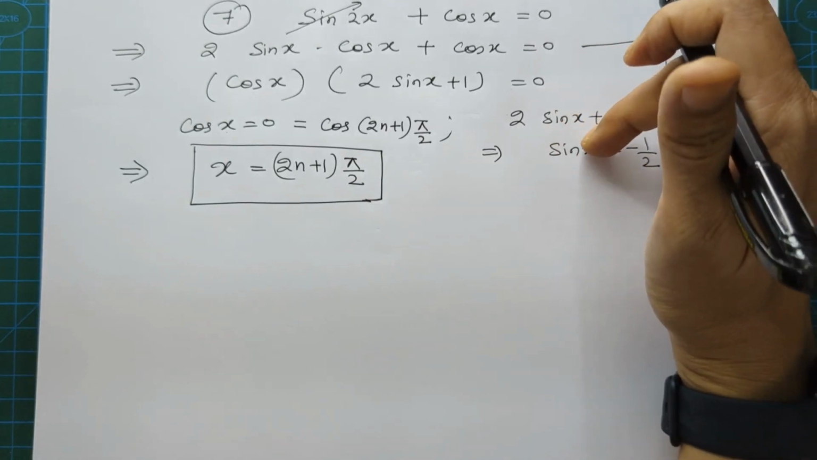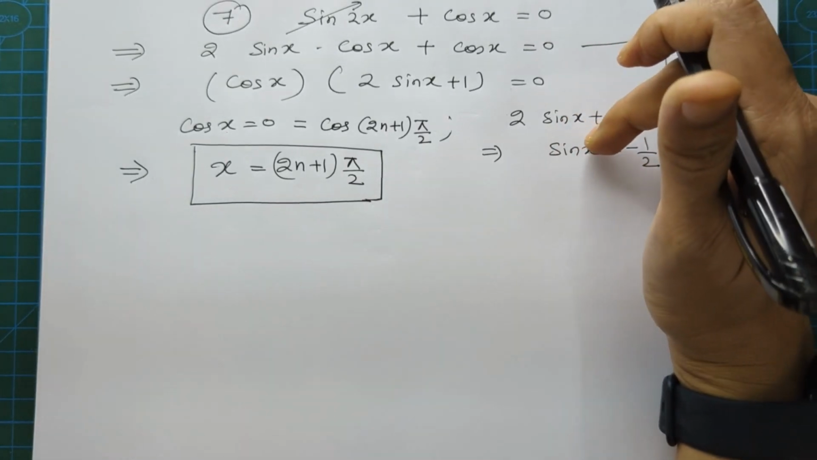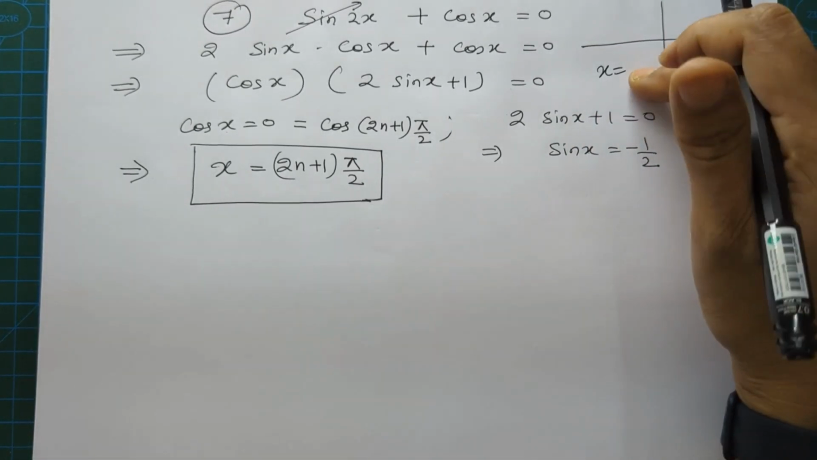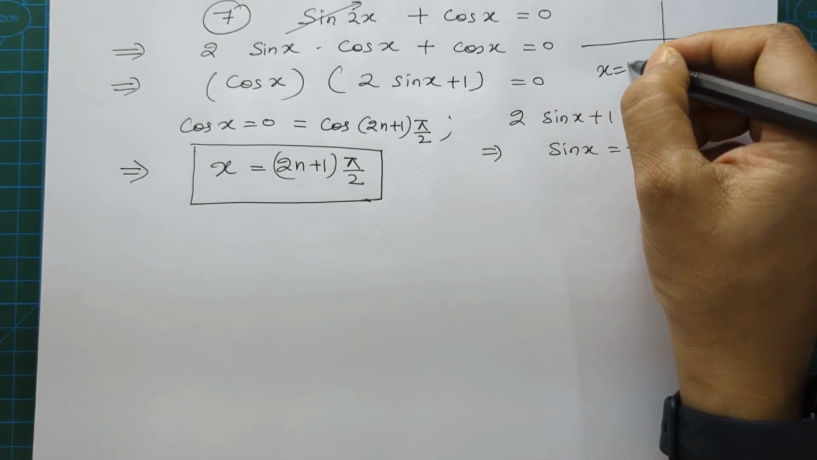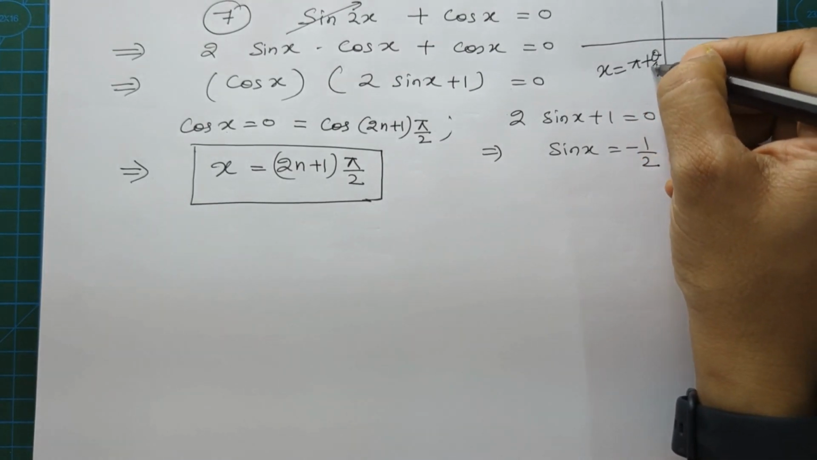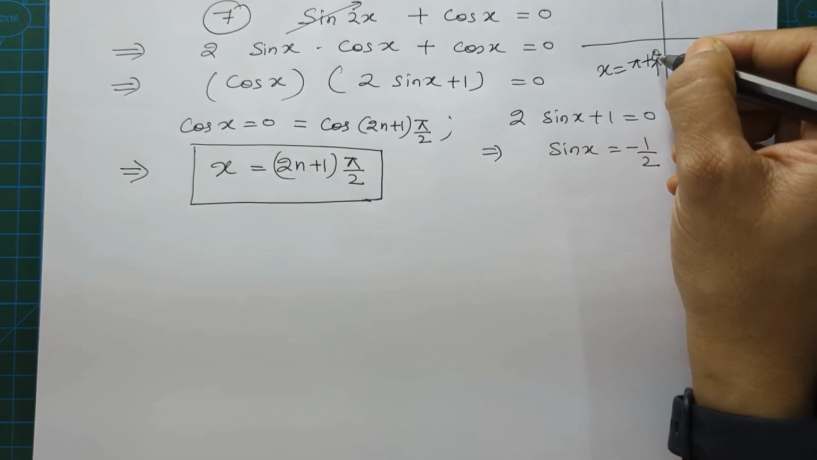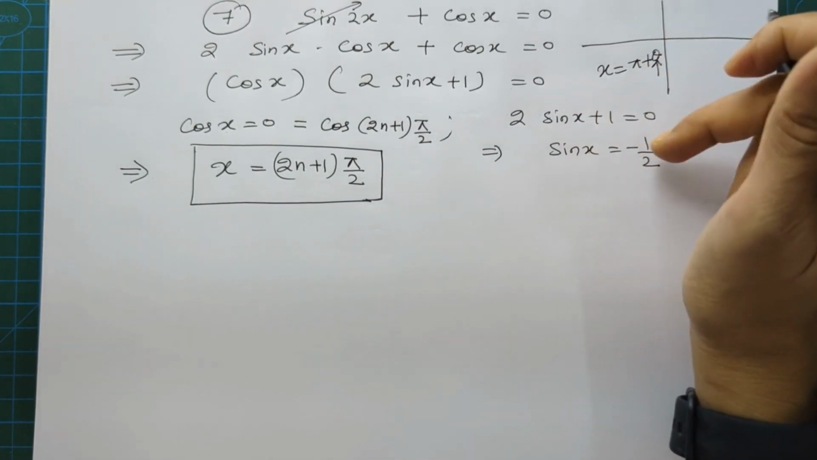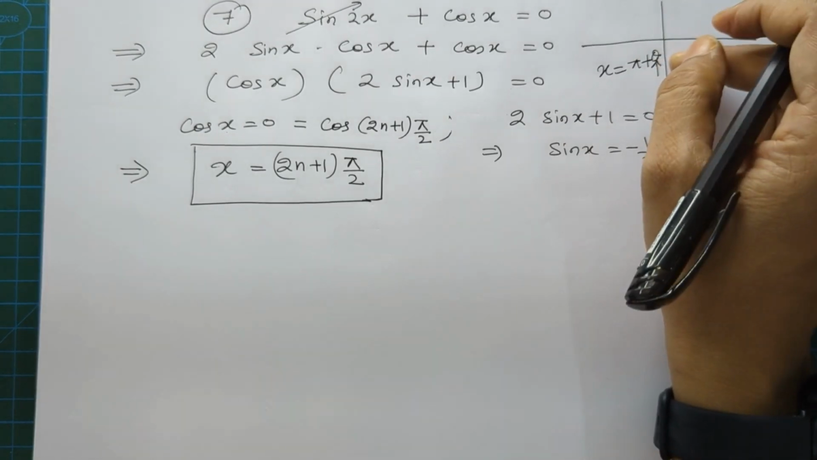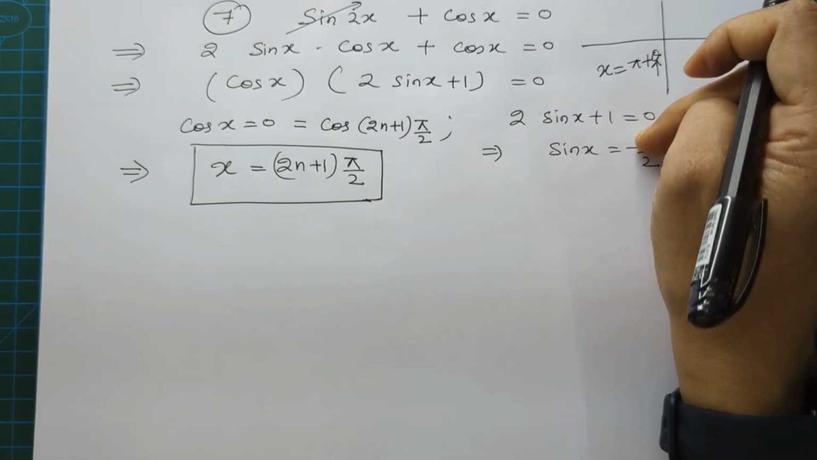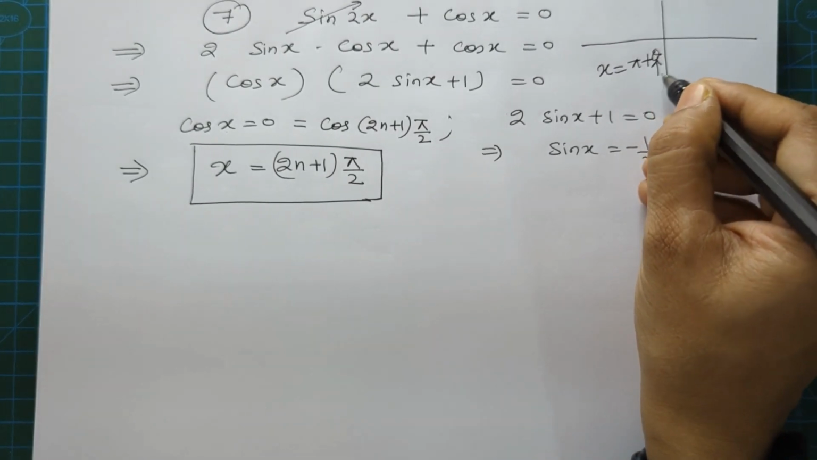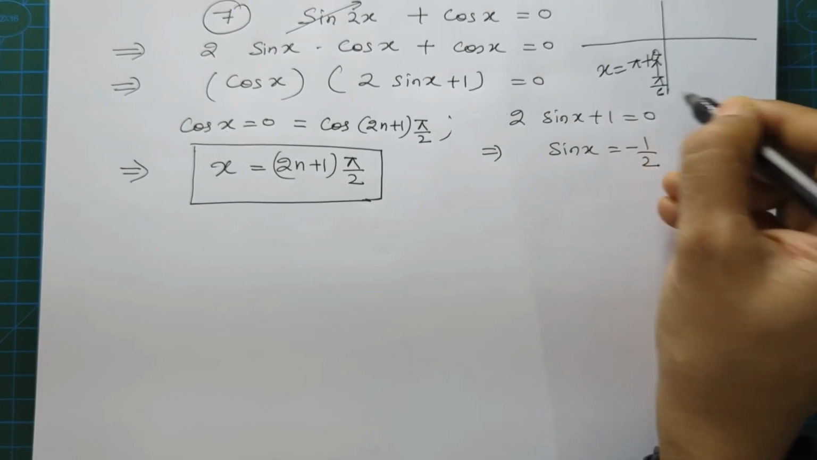Since sine of this angle is negative, that means this angle x can lie in the third quadrant. Every angle in the third quadrant is of the form pi plus theta. We only have to find theta. How to find theta? We have to think about sine of which angle is 1 by 2. That angle is theta. Sine 30 degrees is 1 by 2. So theta is 30, and 30 degrees means pi by 6.